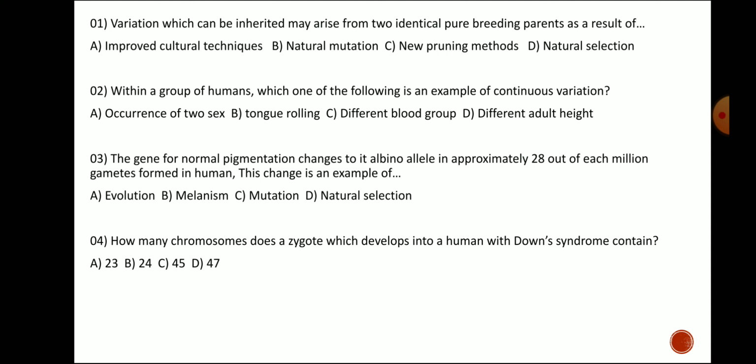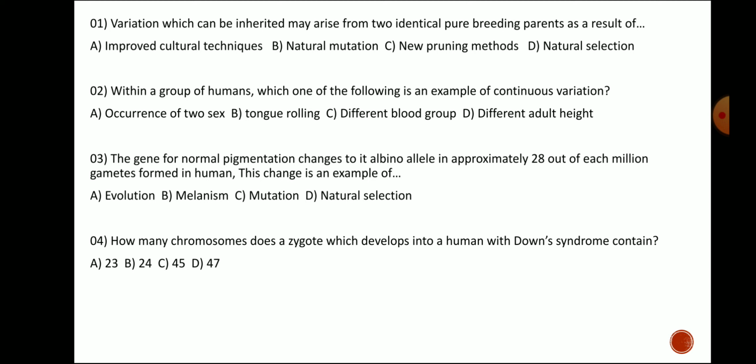The third question is, the gene for normal pigmentation changes to its albino allele in approximately 28 out of each million gametes formed in humans. This change is an example of. Option A, evolution, B, melanism, C, mutation, and D, natural selection. So its correct answer is mutation.